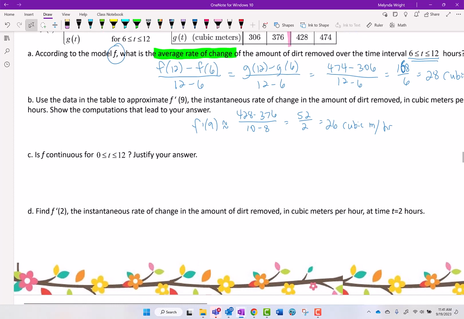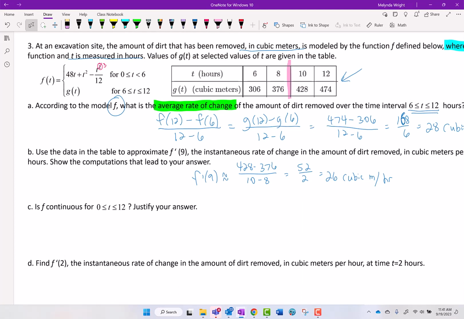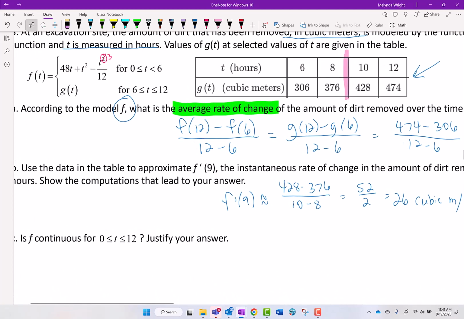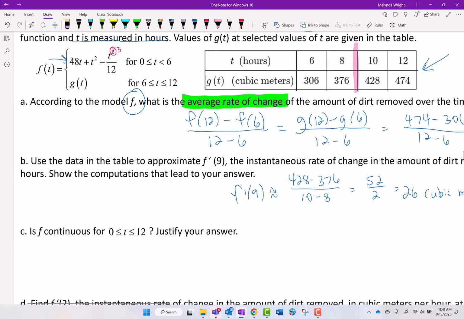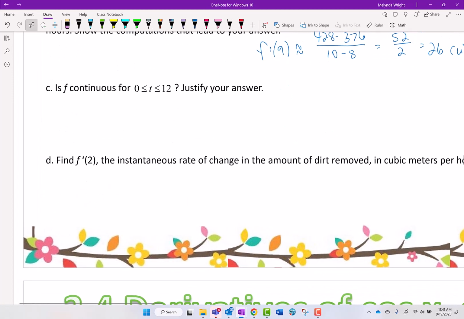So D wants us to find f prime of 2, the instantaneous rate of change of the amount of dirt removed in cubic meters per hour. So f prime of 2, let's look back at our piecewise function. F prime of 2, we would get from this top piece, right? That top piece is what would give us, because that's from 0 to 6. So that's where the 2 would be. So we need to find f prime of t.